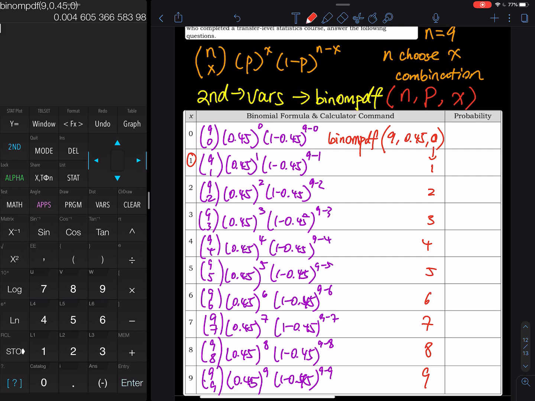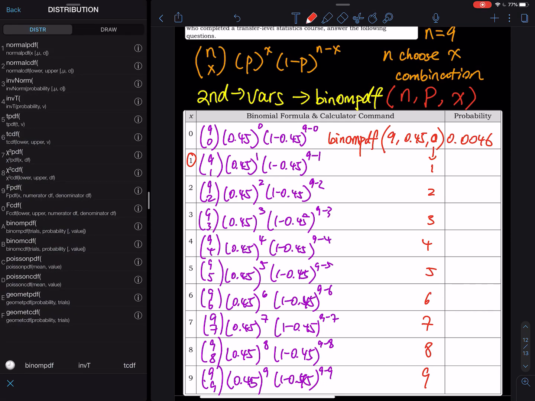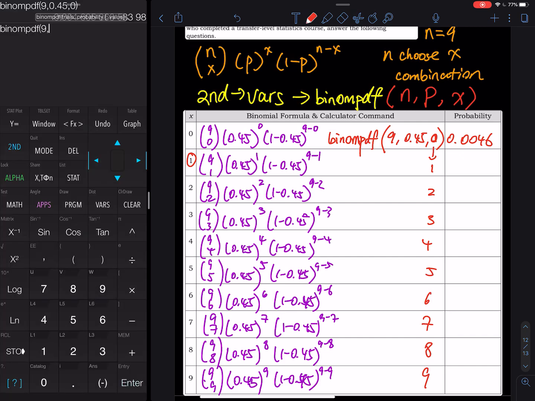For probability, I usually use 4 decimal places. So this is 0.0046. Let's practice this again, and then I will teach you a shortcut. Second vars, binomial PDF, 9 trials, success rate is 45%, and then 1 success, close parenthesis, then you get your second probability. For the next one, you don't want to keep going back to second vars and then binomial PDF, right? I understand we are lazy. So using technology, we can be lazy.